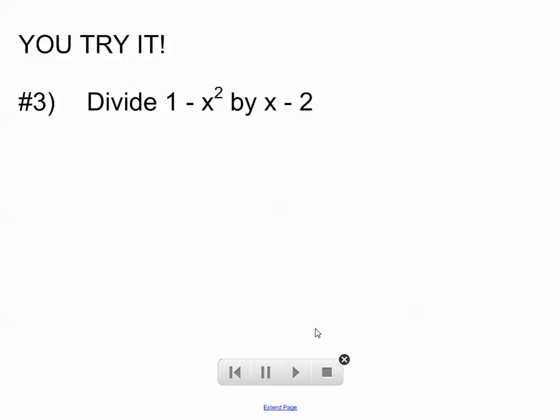All right, so give this one a try using what we just learned in examples 4 and 5. Press pause, and when you're ready to see my solution, press play. All right, not only do we need to put this in standard form, we also need to add a placeholder here for the x term. Dividing by x minus 2.